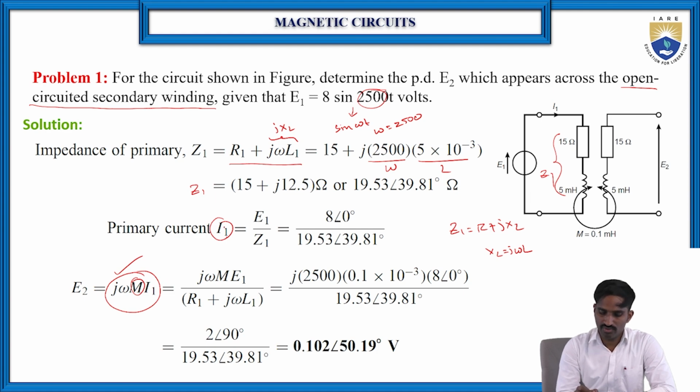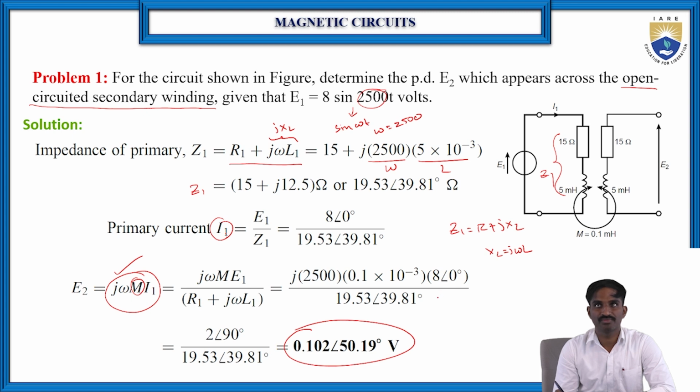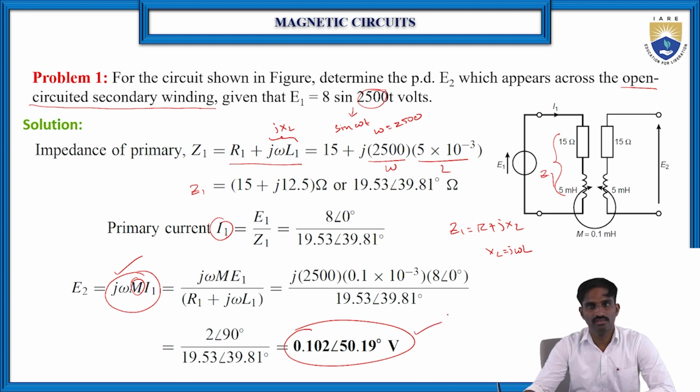Otherwise, without finding I1, there is another equation that we derived just now. You just substitute the j omega M value and E1 value over R plus j omega L1, with the same values, and you will get the EMF induced in the secondary winding, the potential difference E2 which appears across the open circuited secondary winding, which is 0.102 at an angle of 50.19 degrees volts. So this is how we can find the value of E2 when we know the primary winding parameters.